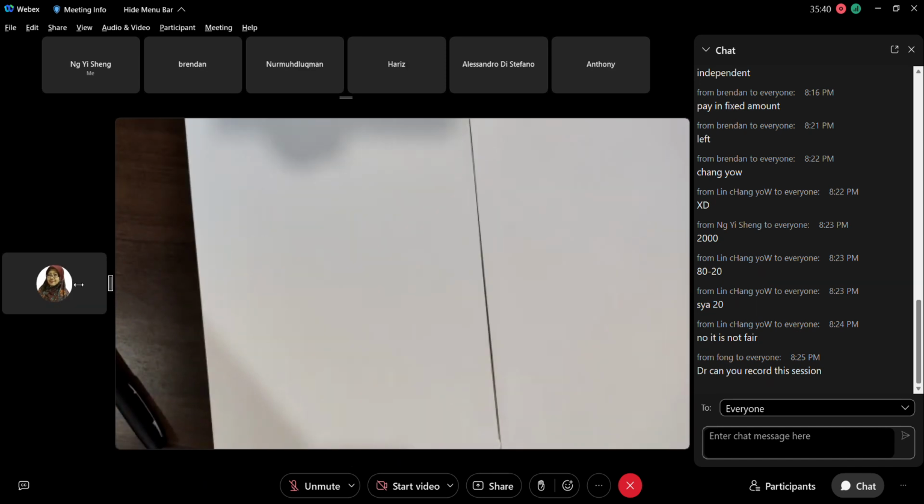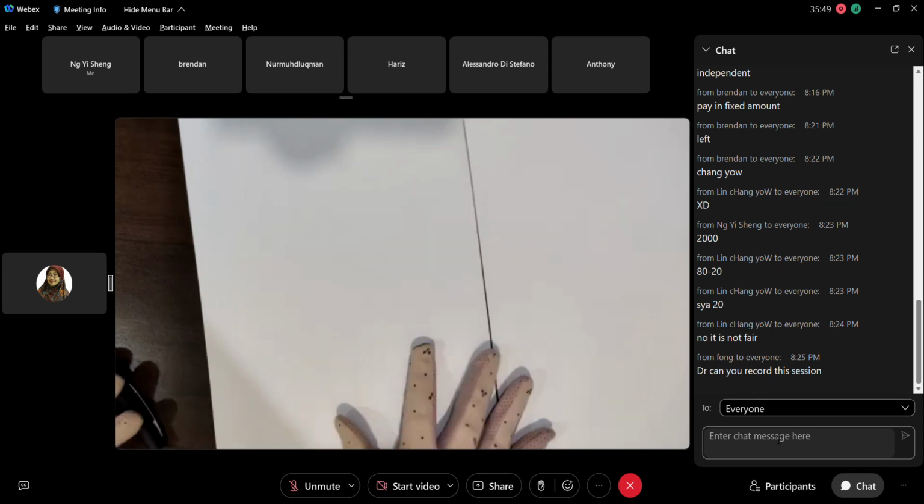Okay, please go to my camera, move to stage, make it move to stage to enlarge. Enlarge.